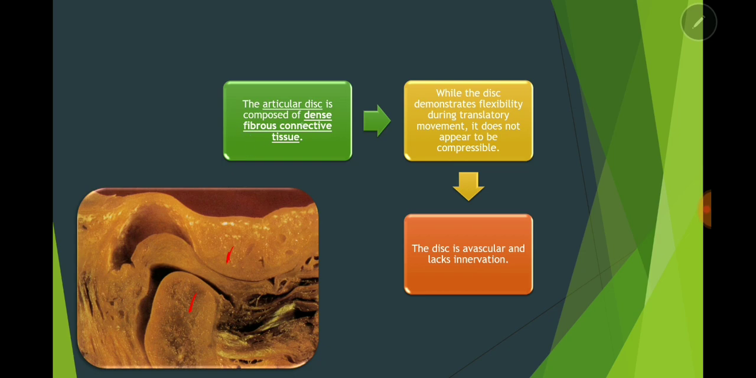Now, the articular disc is composed of dense fibrous connective tissue. The glenoid fossa and the articular surface of the articular eminence are covered by dense fibrous connective tissue. Also, the disc is formed out of dense fibrous connective tissue. The disc demonstrates flexibility, so it's a flexible disc during translatory movement.